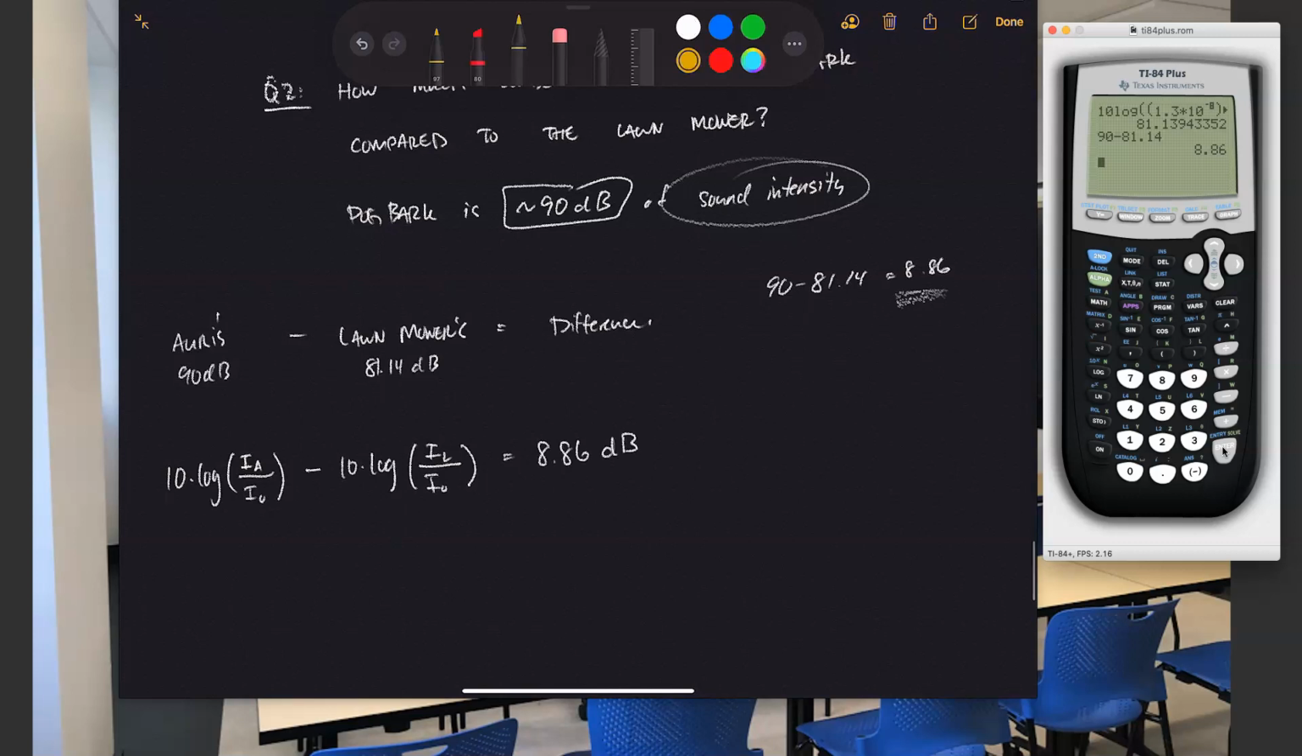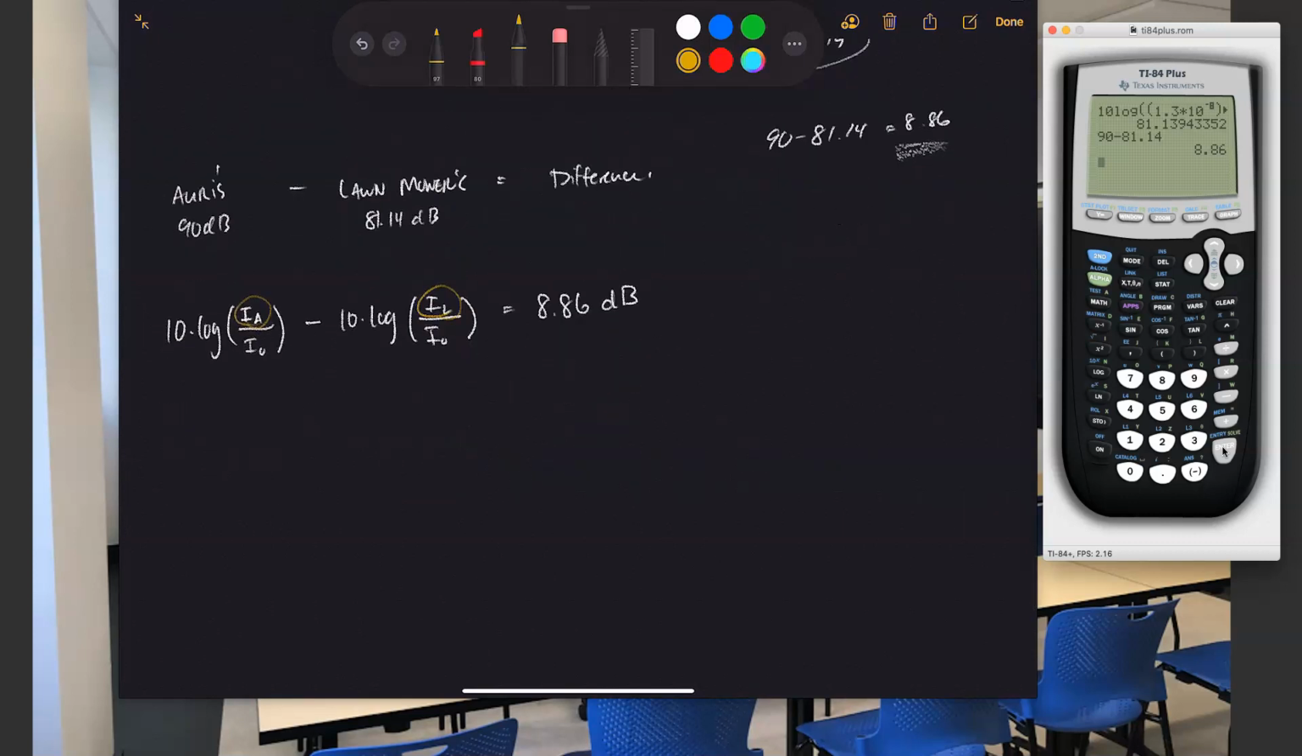Okay, why am I doing this? Again, I want to get to a place where I can compare these two. I'm showing you a method on how to do that. So right away we can do something nice, which would be to divide both sides of the equation by 10. If I factor out a 10 on the left, I'm left with log of I sub a over I sub o minus log I sub l over I sub o. And then I factor out a 10 here, we can cancel out a factor of 10.